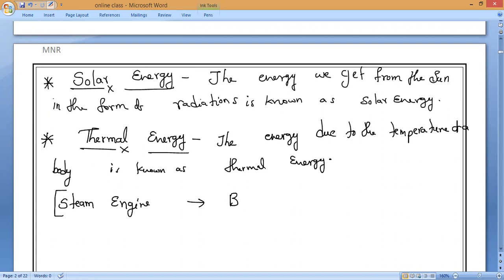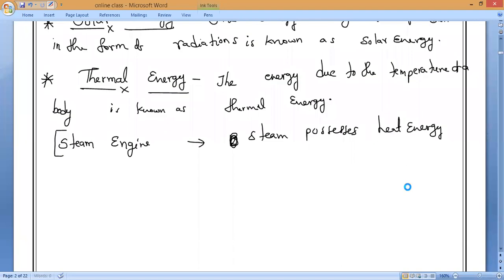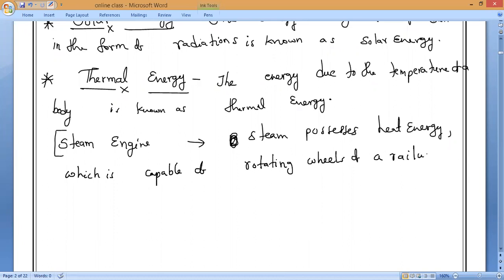So here steam possesses heat energy. How to produce steam? Anybody? Harish? By burning what? Coal. Heat energy is capable of rotating the wheels of a railway engine. Nowadays we are not using steam railway engines; it is fully electrical now. Even in India almost 80% are now electrical trains. Diesel trains are decreasing day by day.